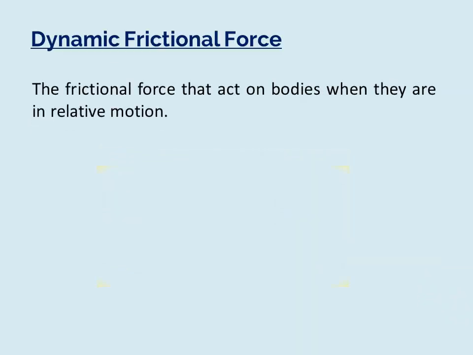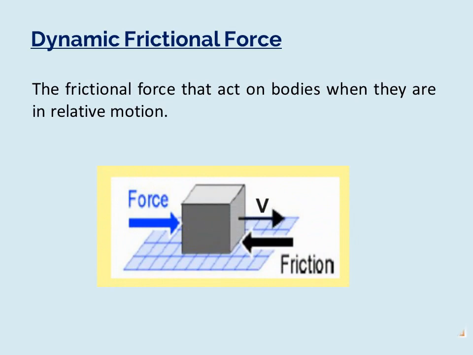Dynamic frictional force. We come step by step. Static frictional force, we said the object was at rest. Limiting frictional force, we said that becomes the maximum friction when the object just begins to move. Now you increase the force more and more, and we could see the object will be moving. When the object is moving, you see here it has a velocity v. When it's moving, what is the force applied now as the friction? That is called dynamic frictional force. It is in relative motion. Accordingly, the frictional force that acts on bodies when they are in relative motion is called dynamic frictional force.